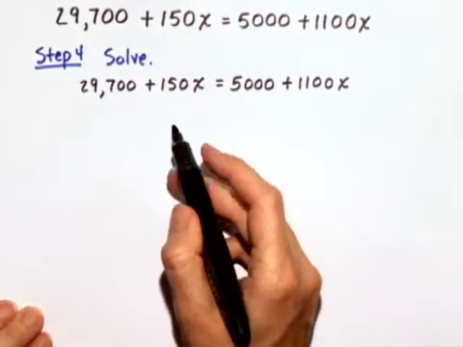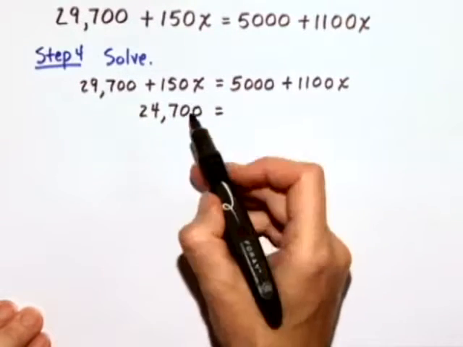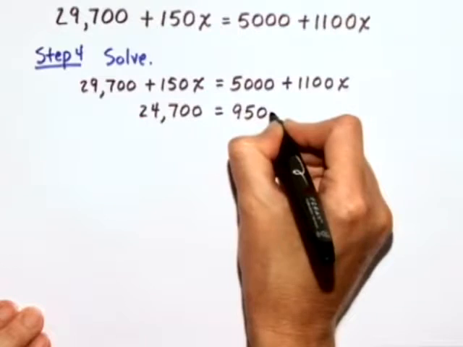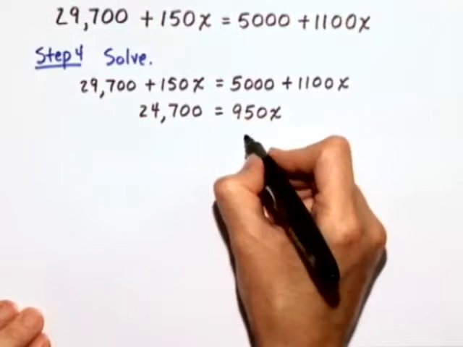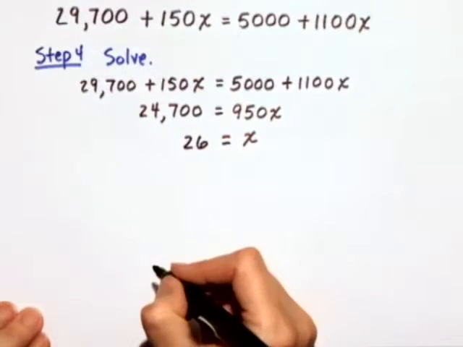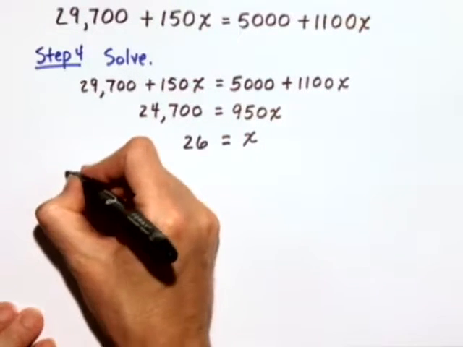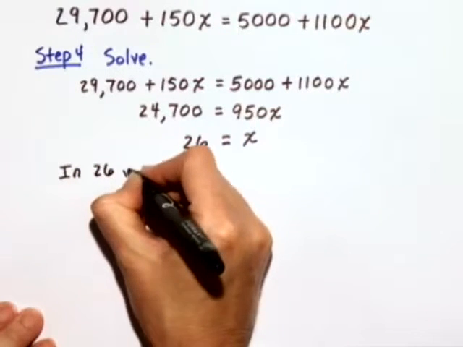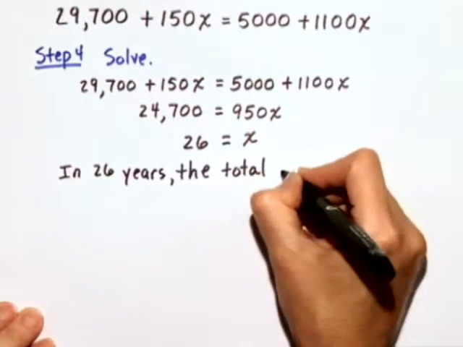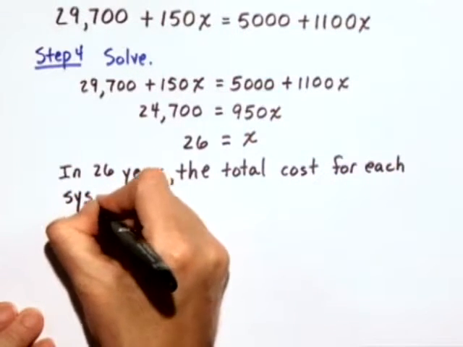If I subtract 5,000 from each side of the equation, I'll have 24,700 is equal to, and I'll also subtract 150x from both sides of the equation, and on the right-hand side I'll have 950x. When I divide both sides of the equation by 950, I'll get x is equal to 26. Now remember, x was the number of years for the total cost to be the same. So in other words, we can say in 26 years, the total cost for each system will be the same.